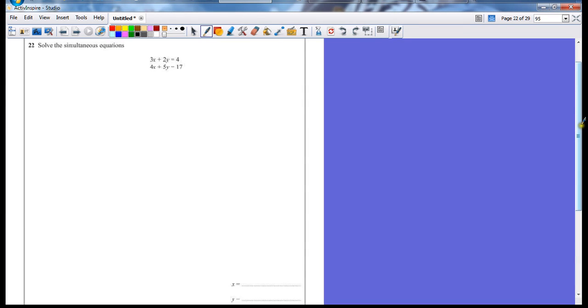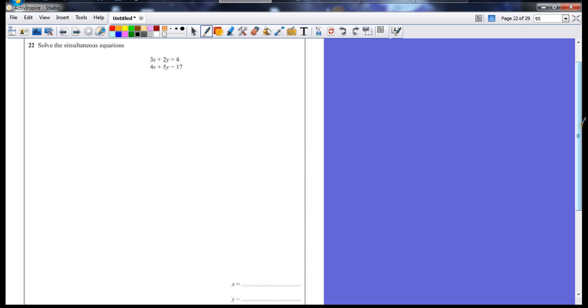Question 22. Solve the simultaneous equations 3x + 2y = 4 and 4x + 5y = 17. This is a tricky question because there's no single way to modify one of these equations. Remember, we're trying to get rid of one of our variables so we can solve it as a single linear equation. There's lots of ways to do this, lots of different methods.